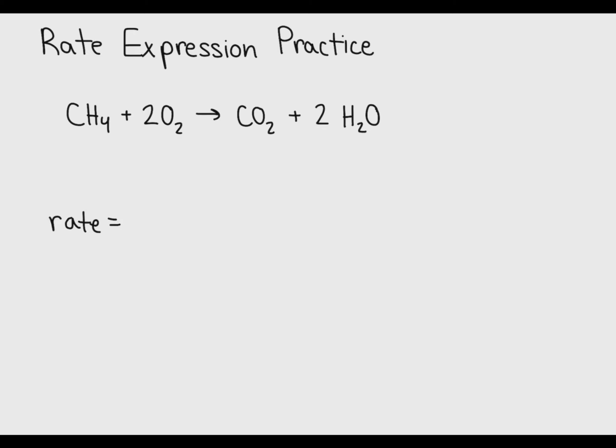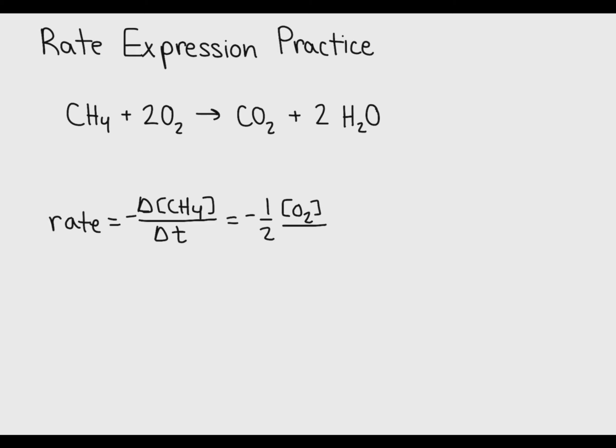Alright, like I said before, the formula for doing this is 1 over the coefficient times the change in concentration over the change in time. So here I've got a negative change in CH4 concentration over change in time. It's negative because it's a reactant and the coefficient in front is 1. Now I have 1 over 2 because the coefficient in front of oxygen is 2.